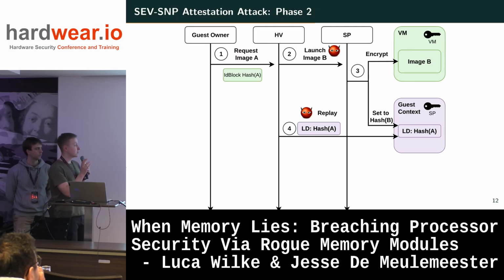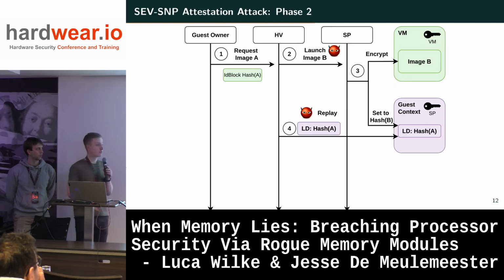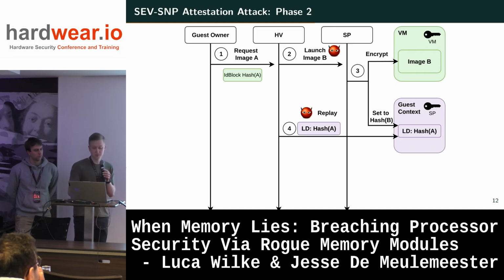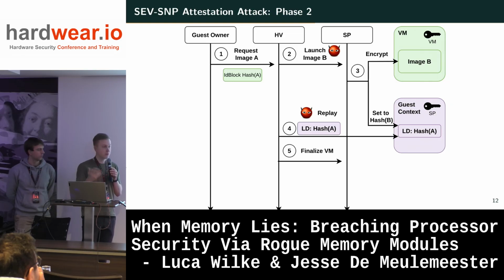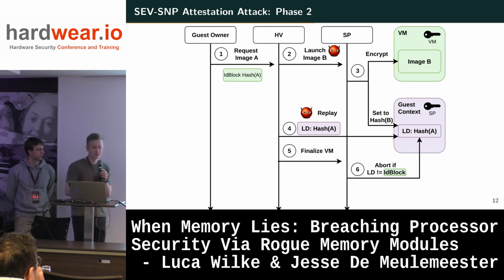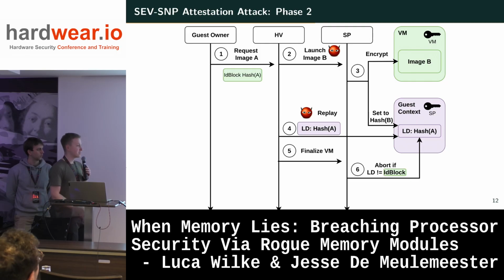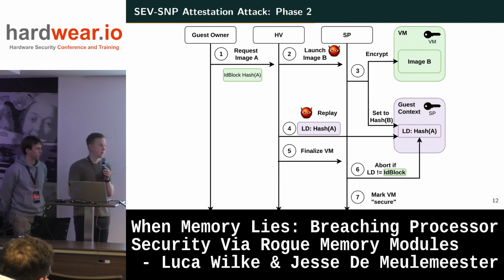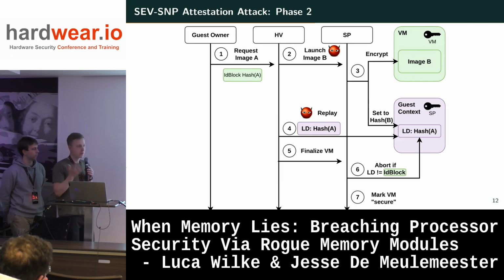So VMs will always use a new memory encryption key. When you stop them and restart them, you generate a new one, but this guest context that's owned by the secure processor uses the same memory encryption key. And after we've done this replay, it's not really surprising that the attestation mechanism does not pick this up, because the hash value in memory matches the expected value. So we just started the backdoored VM without any means for the user to detect that.